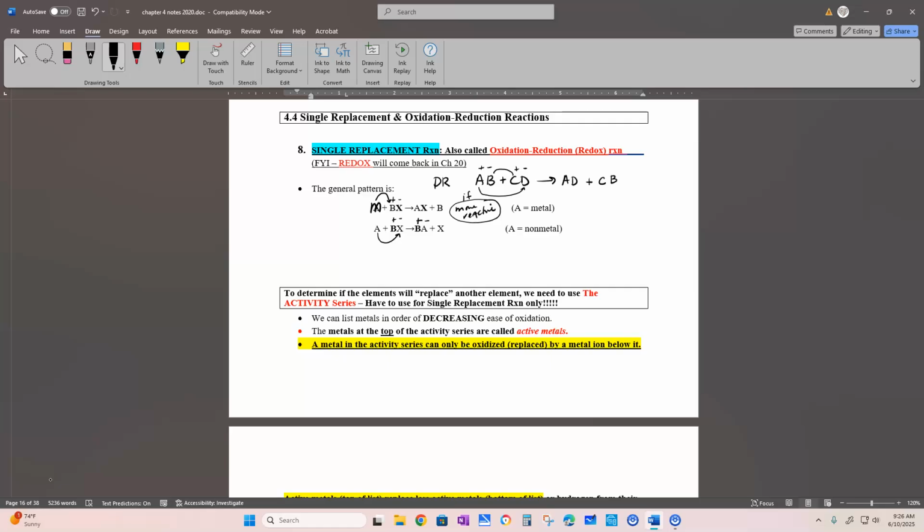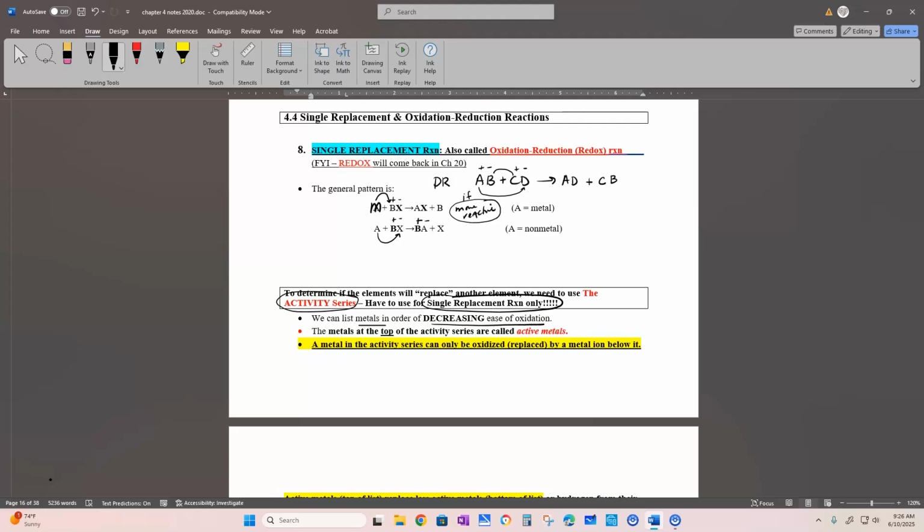So we have to use something. To determine if an element will replace another element, we have to use something called the activity series. An activity series is a chart, and you only use this for single replacement. Notice we have never mentioned this chart about any reaction so far. So activity series, we need it for single replacement. It's a list of metals that go in order of decreasing oxidation.